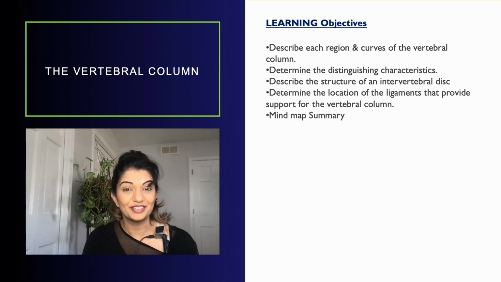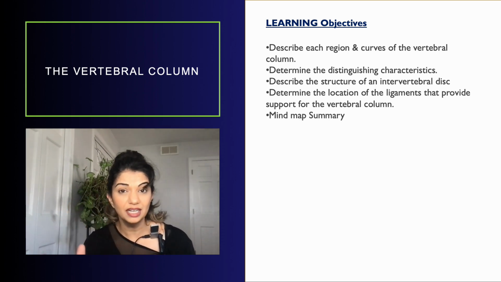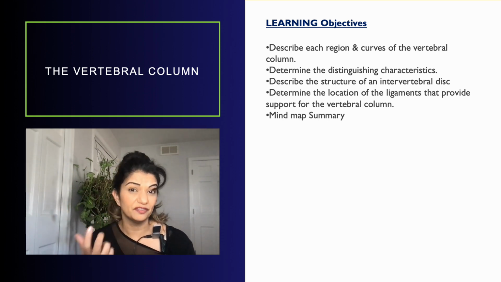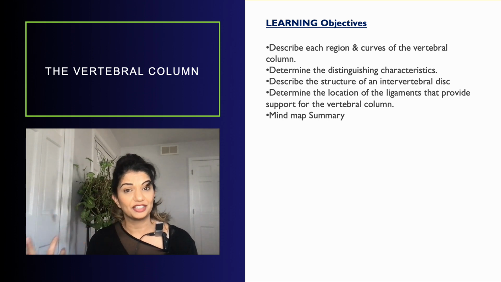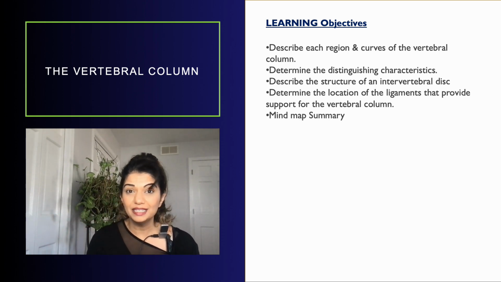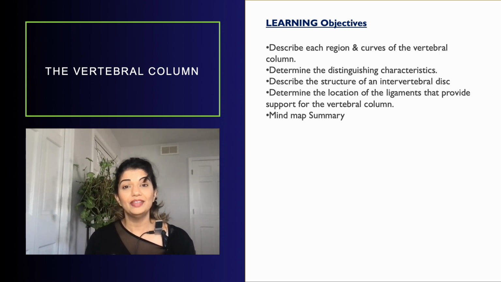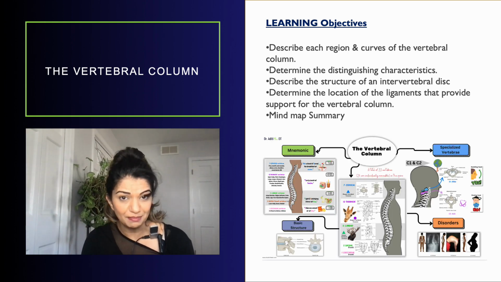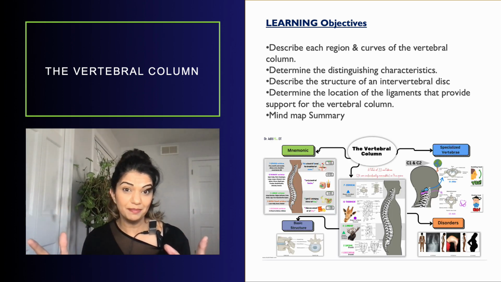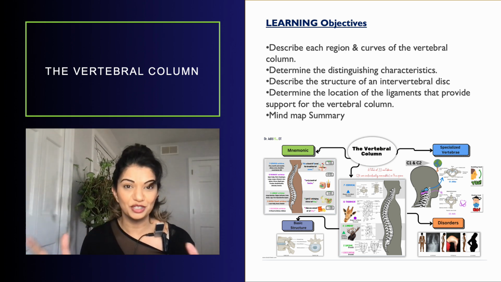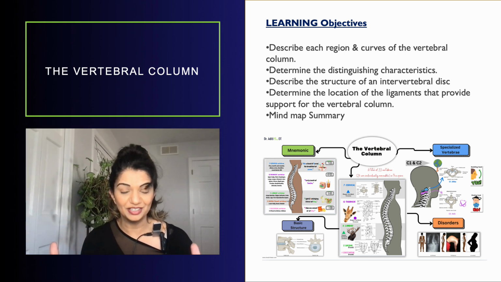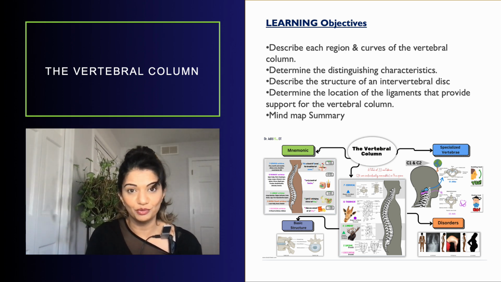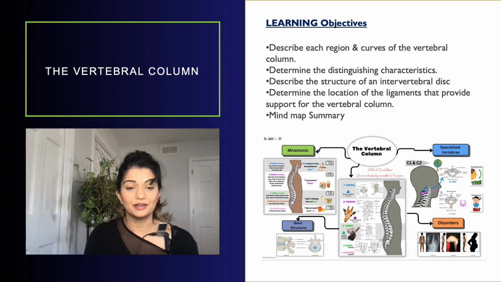Hello everyone, this is Dr. Aditi and today we're talking about our spine or the vertebral column. We're going to talk about the different curves, regions, different types of vertebra, what are the characteristic features, ligaments, and of course disorders. And then we're going to summarize it all and pop it into a mind map so that you have one sheet of paper that has everything we talked about in this episode, and it's a great study tool for you. So let's get cracking.